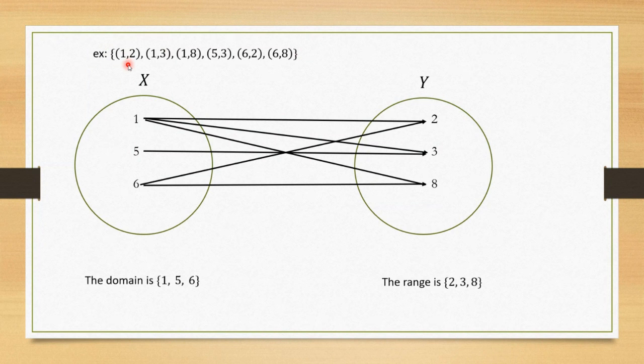So from 1, 2, we have the arrow from 1 drawing here to 2, as you can see. From 1, 3, we have the arrow drawing, see if you can see it, all the way down to 3. From 1 all the way down to 3, and you keep on doing this. The other arrow, 1 to 8, you can see is at the very bottom. You go from 1 all the way down to 8, and so on. 5 to 3, 6 to 2, 6 to 8.